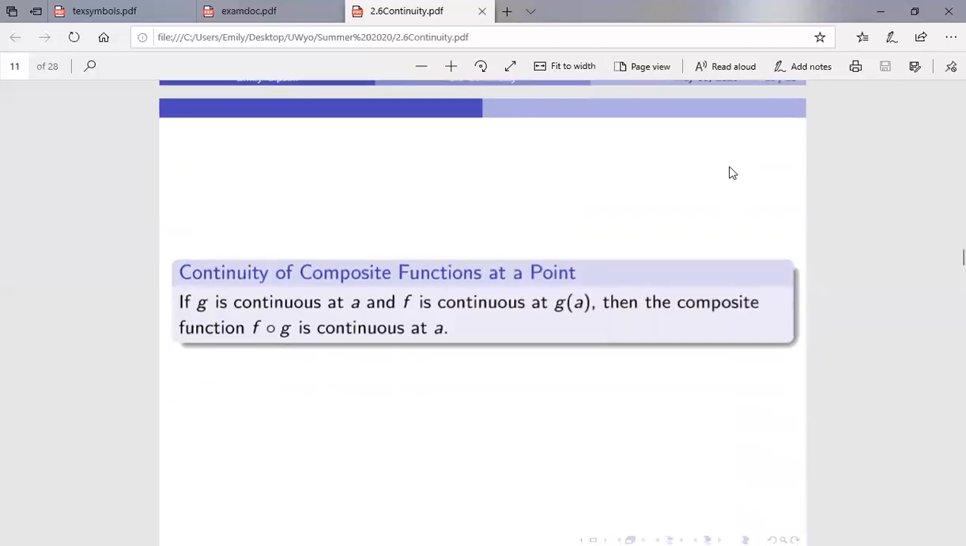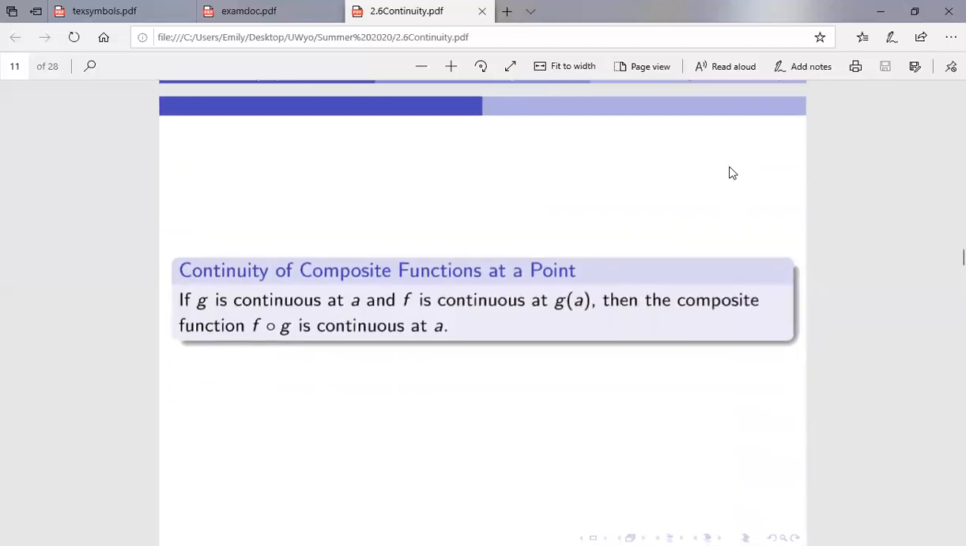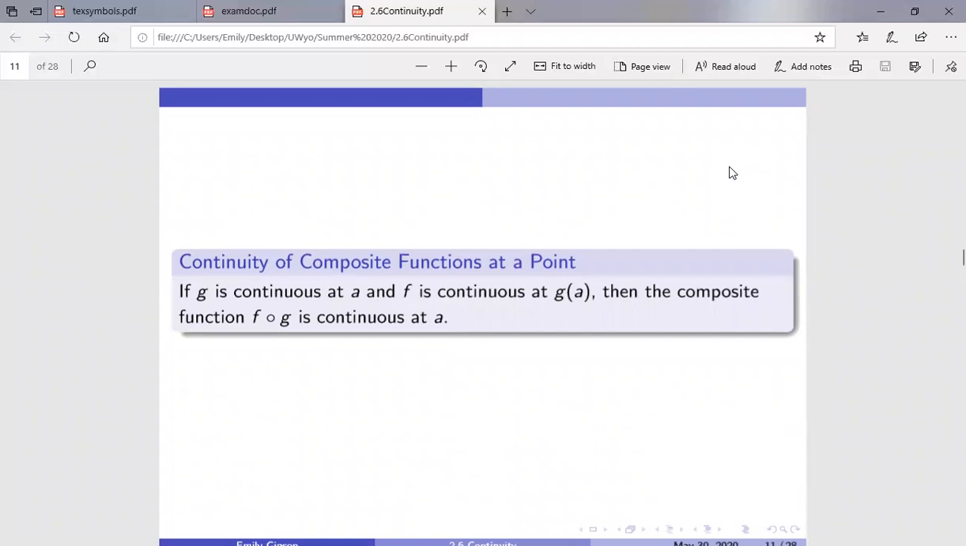If we talk about composite functions and we're in a chapter on continuity, then we're really interested in the continuity of composite functions at a point. So if g is continuous at a and f, our outer function, is continuous at g of a, then the composite function f∘g is continuous at a. And this kind of makes sense, right? If there's a discontinuity at a, then g isn't continuous, so nothing we put inside of f can make it continuous. But if g is continuous at a, then we've got a pretty good chance of ending up with f being continuous there too.